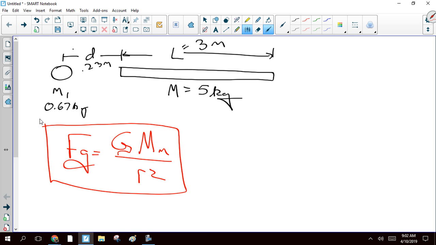So surprisingly, what you can't do here is just find the center of mass of the rod and then find the force of attraction between the two. Okay? It works with spheres, not with a rod. And the reason for that is complicated. Basically, it's because of this r squared.